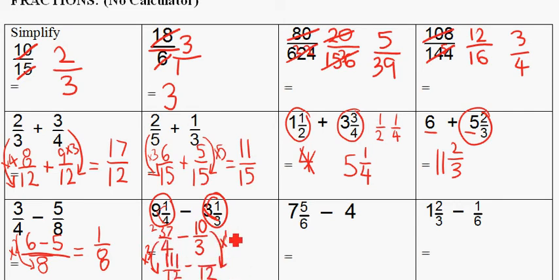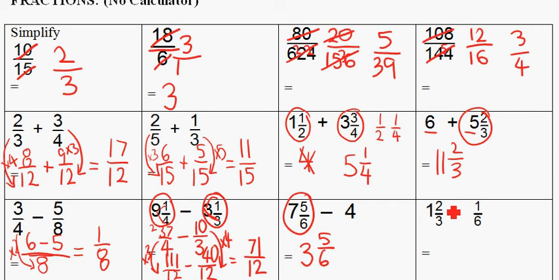Multiplying by 4, numerator and denominator, 10 times 4 is 40. So how many twelfths will that be? 111 minus 40 looks like 71, and we'll leave it that way. This one is straightforward. 7 whole pizzas and 5/6 of a pizza minus 4 will leave me with 3 pizzas and 5/6.